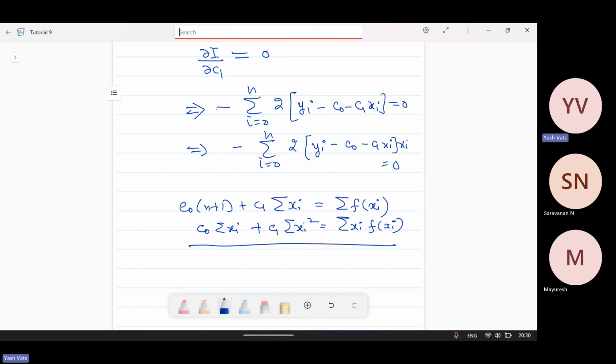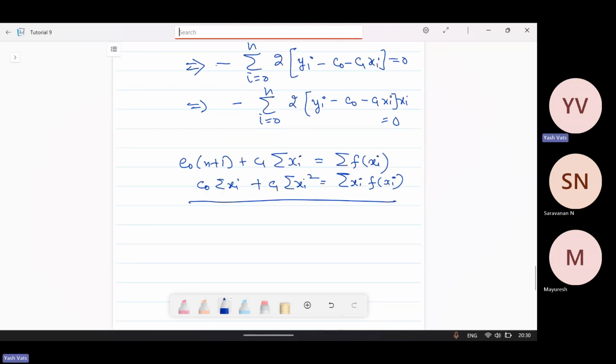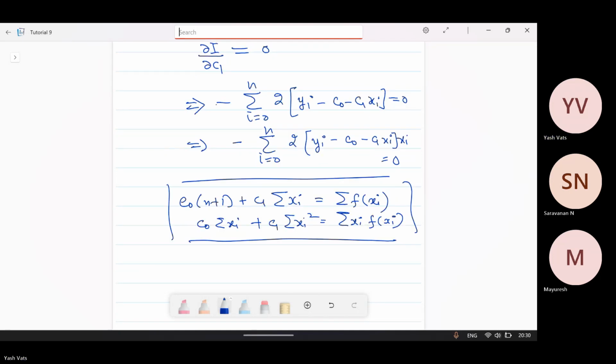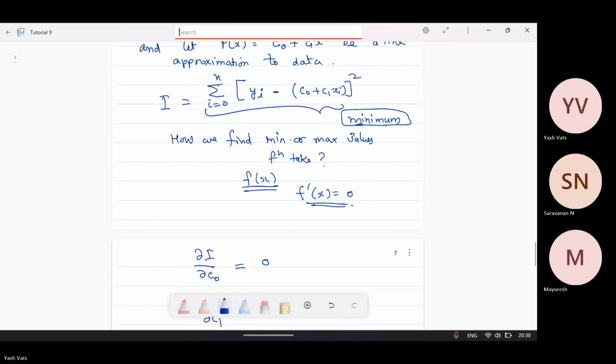You understand this? So this is your equation. This is a 2D system. And you can solve it, right? Any problem here? Proof?